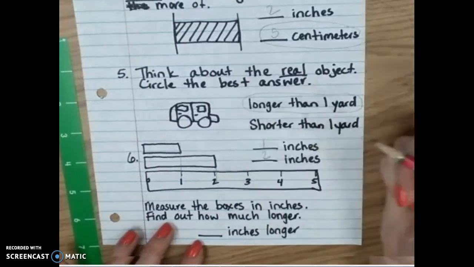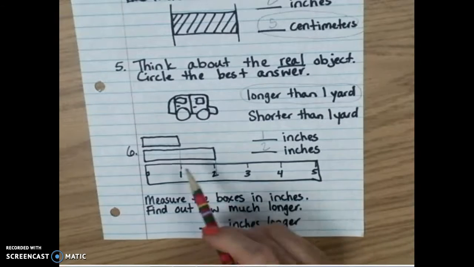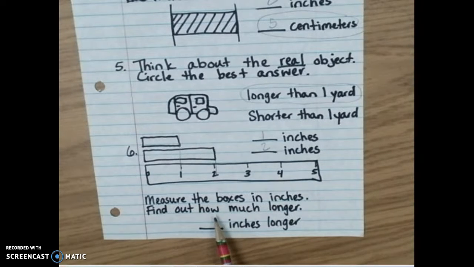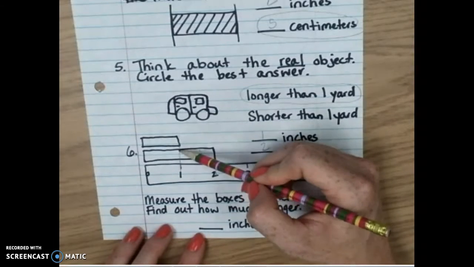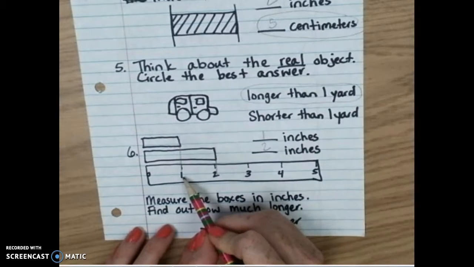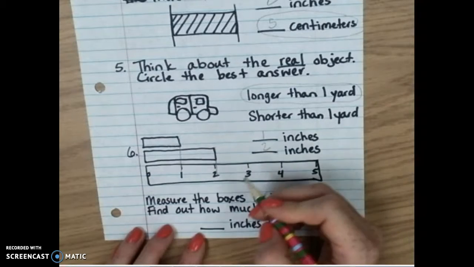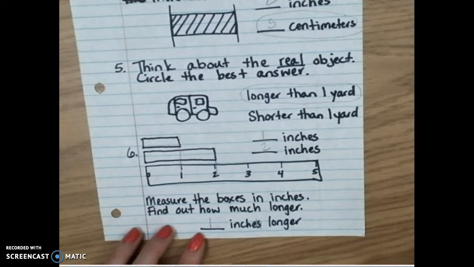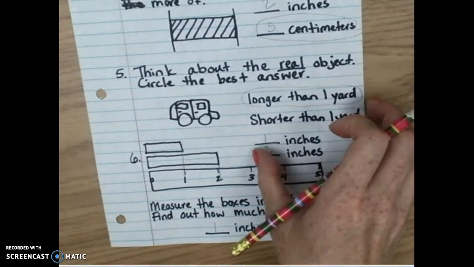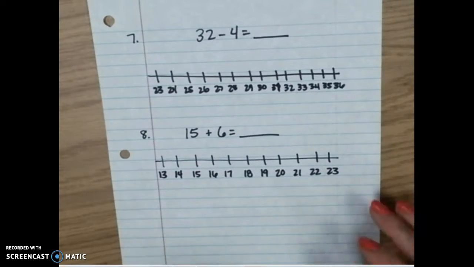It's 2 inches. Then down here it says, measure the boxes in inches, which I just did, and find out how much longer one is than the other. So if this one ends at 1 inch and this one ends at 2 inches, this one is 1 inch bigger than this one. So it's 1 inch longer, right?